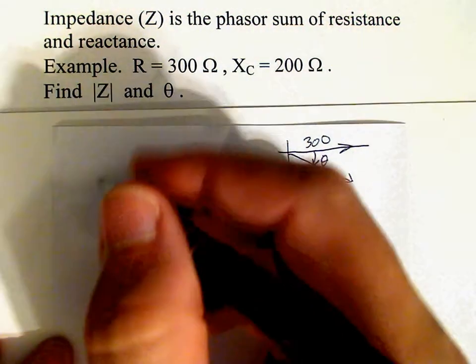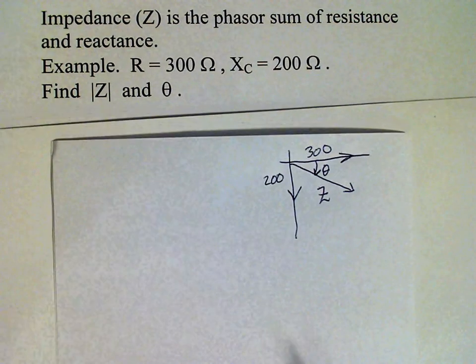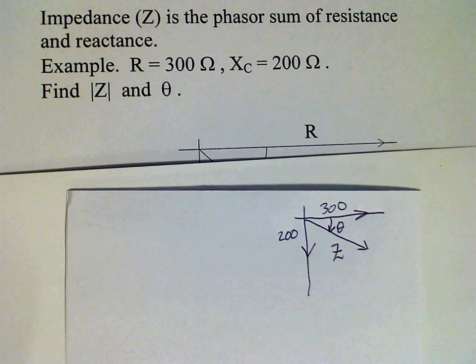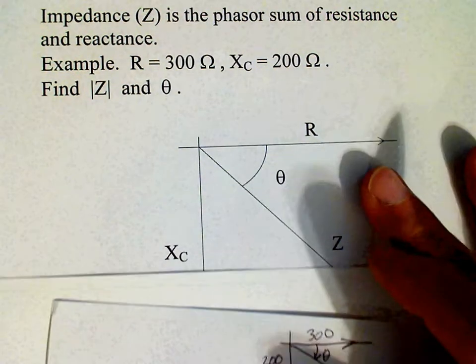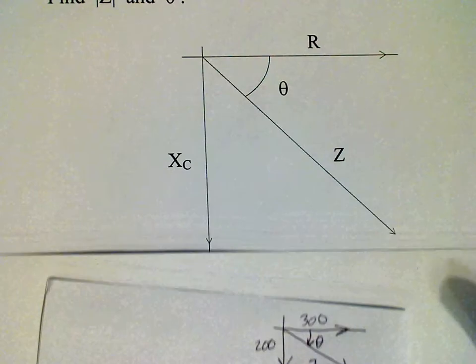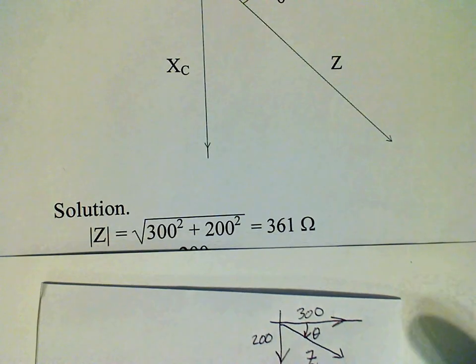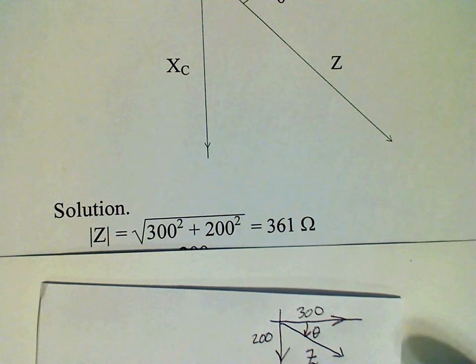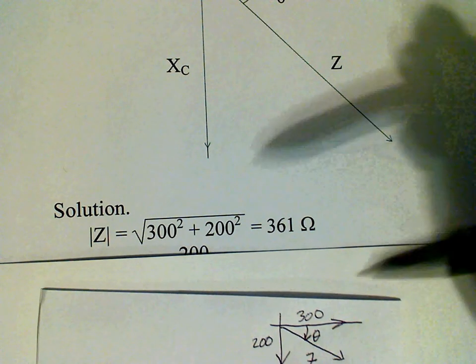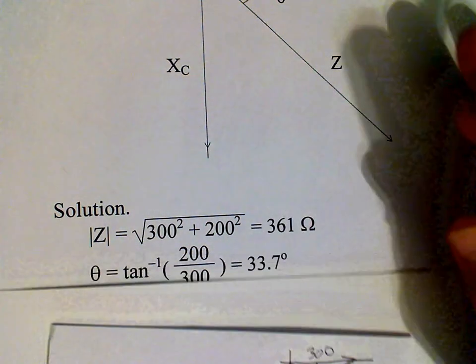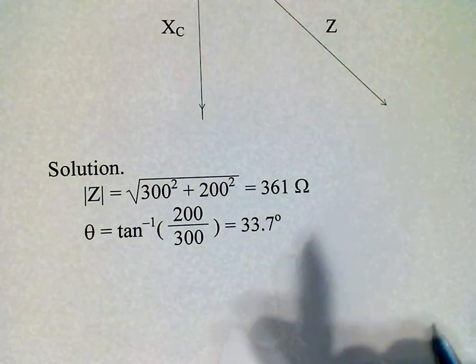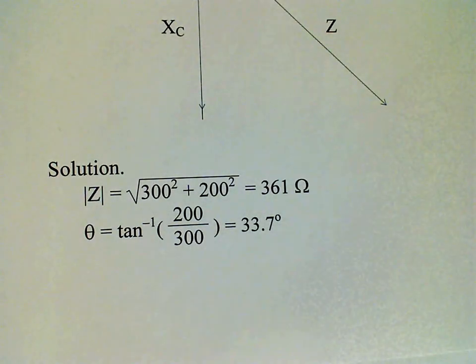Here's the diagram. To calculate the magnitude of the impedance, square root of the sum of the squares, we get 361 ohms. And for the phase angle, we do the inverse tangent, and we get 33.7 degrees.